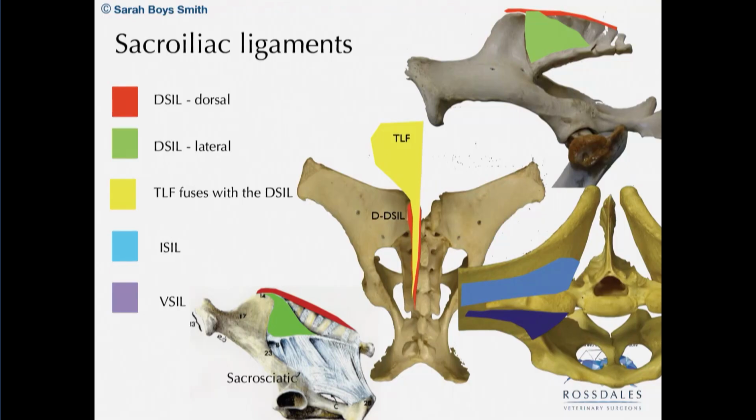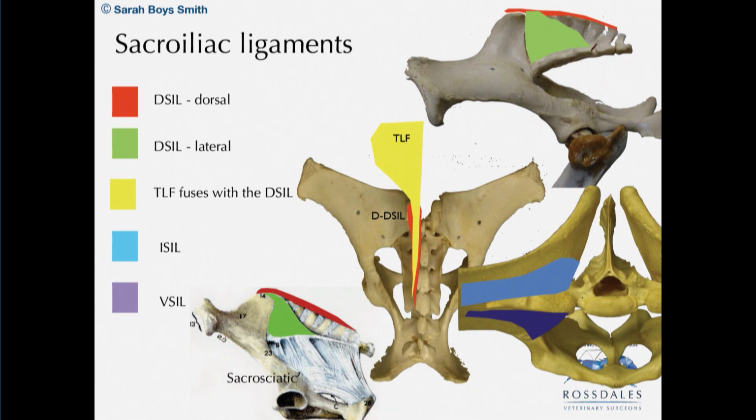We have the thoracolumbar fascia. It obviously isn't part of the sacroiliac ligament, but it fuses with the dorsal part of the dorsal sacroiliac ligament. The interosseous ligament spans the ventral surface of the ilium and the dorsal aspect of the sacrum. Obviously we can't assess all of these ligaments, but in some places we can assess a proportion of them.